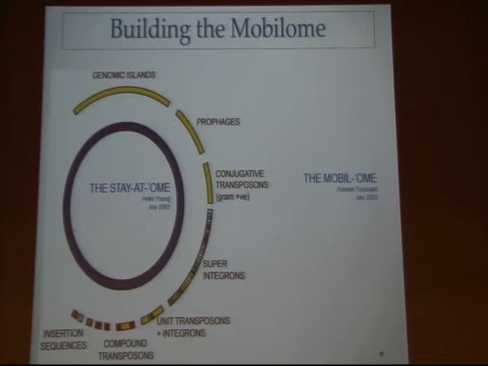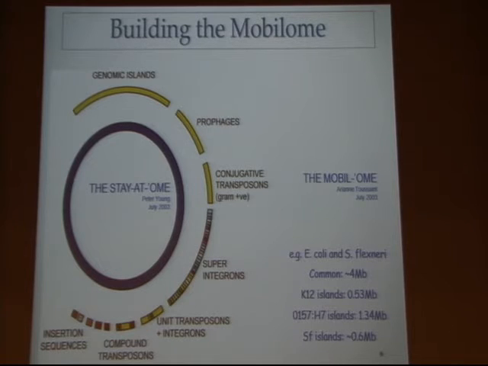There's a little joke about the stable genome, the stay-at-home genome. This term was coined by Peter Young in 2003. And the term mobilome was coined by Ariane Toussaint in 2003. And when we talk about the mobilome, in some genomes they represent a large amount of the genome. For example, in E. coli and Shigella, they have a common 4 megabases, but the islands and the mobilome are the source of the major variation between these genomes. And we can see this big variation caused by these mobile genetic elements in a lot of different genomes.